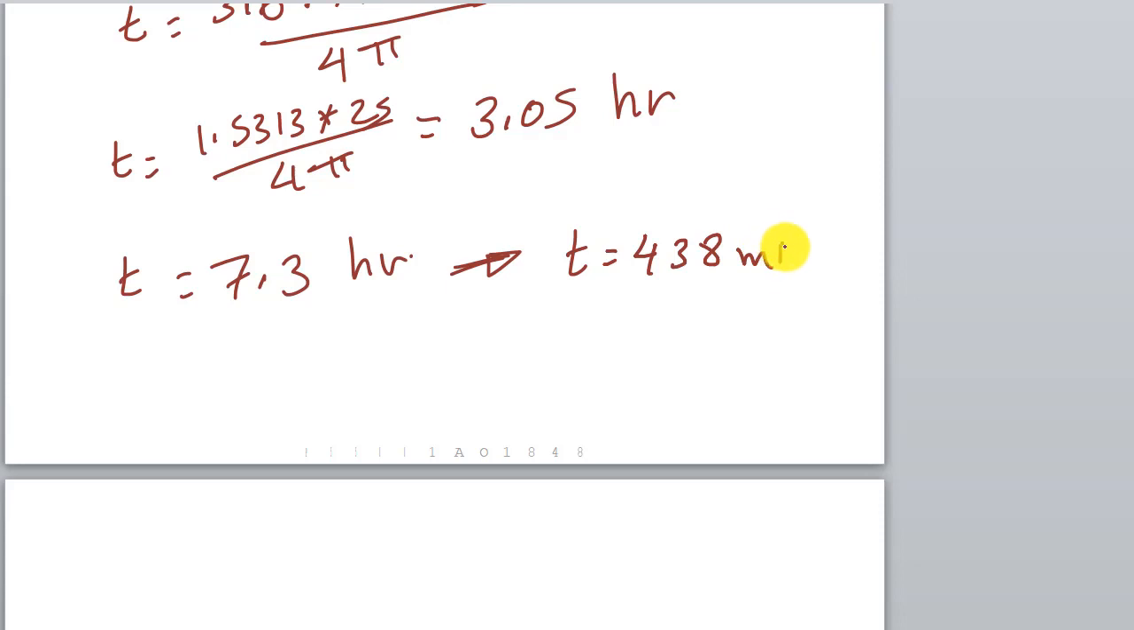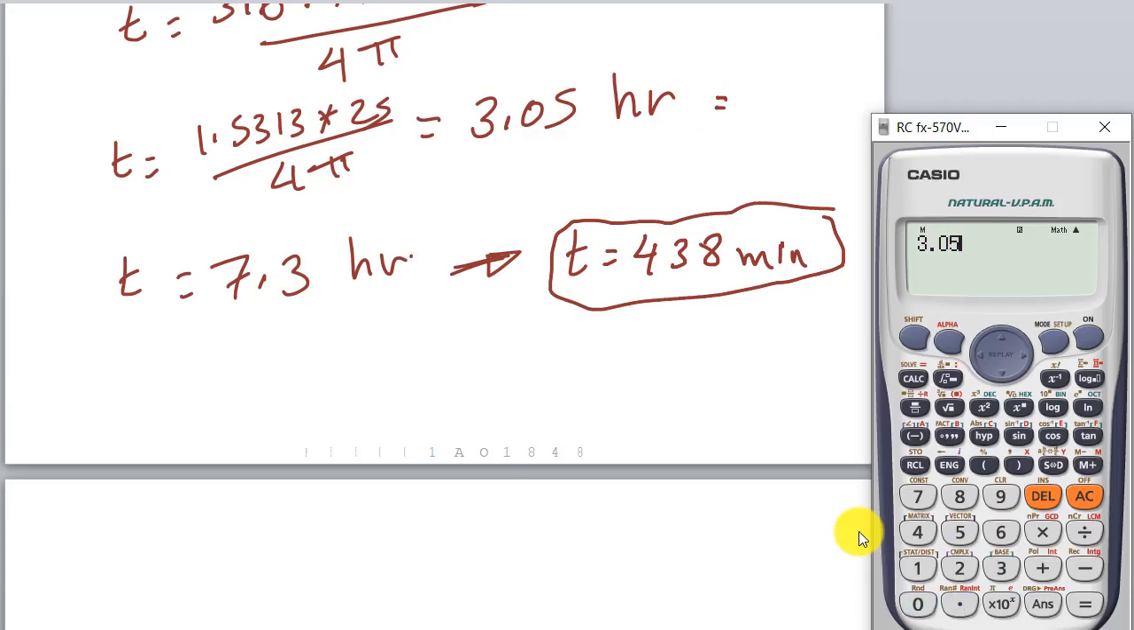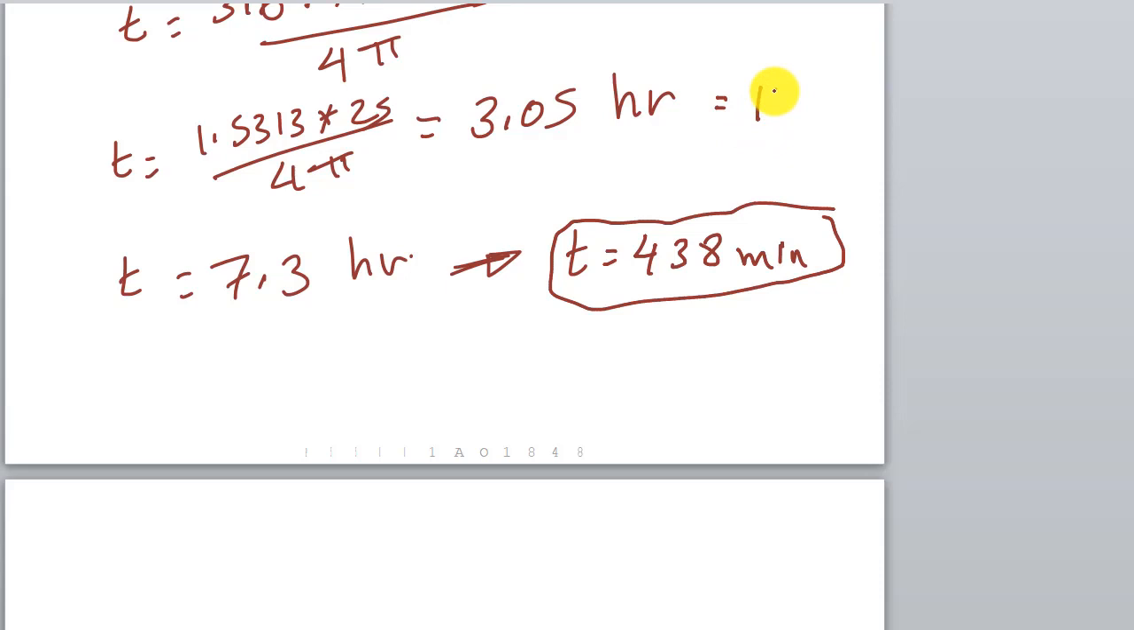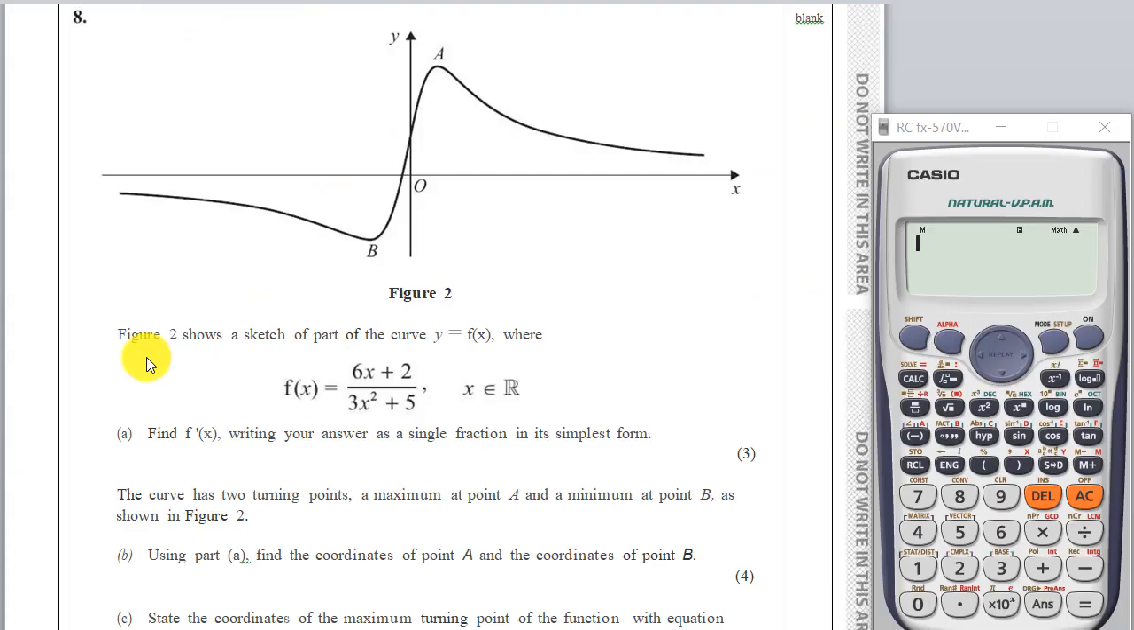438 minutes. And here 3.05 multiplied by 60, 183 minutes. And this is the answer of this question.